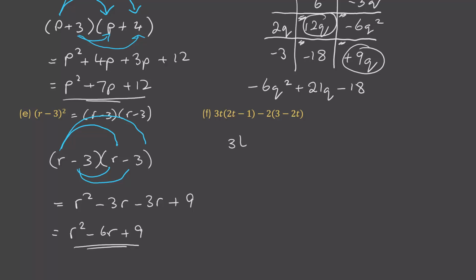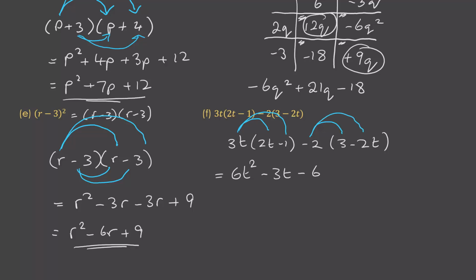Now, let's look at this one. 3t, 2t take 1, take away 2, 3 minus 2t. So we'll start off here with 6t squared. Then we'll have negative 3t. Then I'll have negative 6. And finally, be careful with the negative times the negative. That is going to be plus 4t.